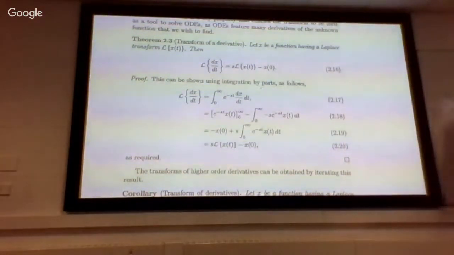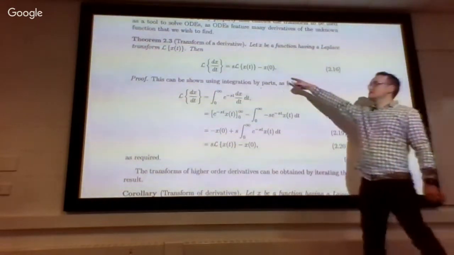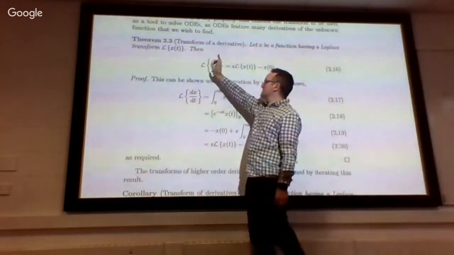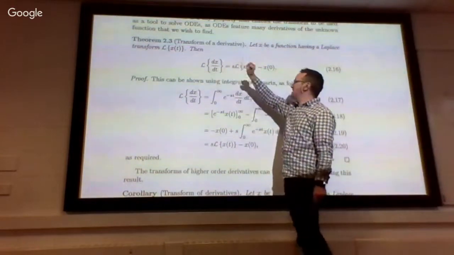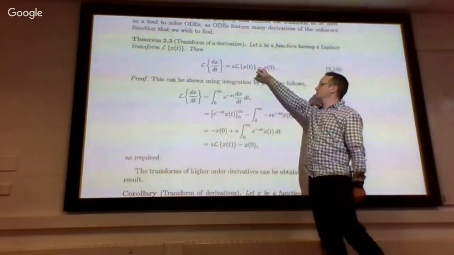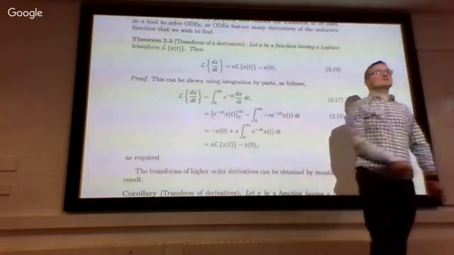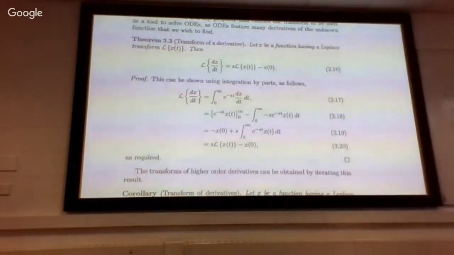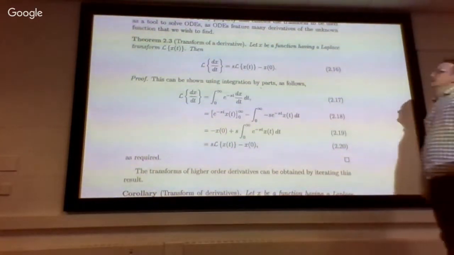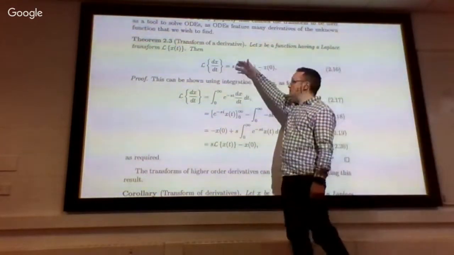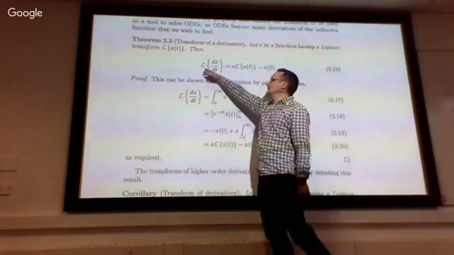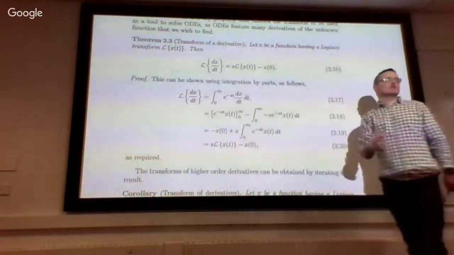And it'll be related to the transform of x in a very specific way, described by this equation here. The Laplace transform of the derivative is s times the Laplace transform of the original function minus this constant, which is the initial value of x evaluated at t equals 0. We can iterate this result, apply it again and again to get the Laplace transforms of higher order derivatives.